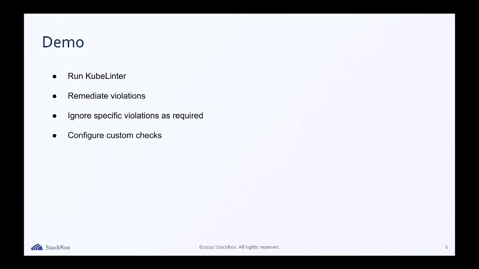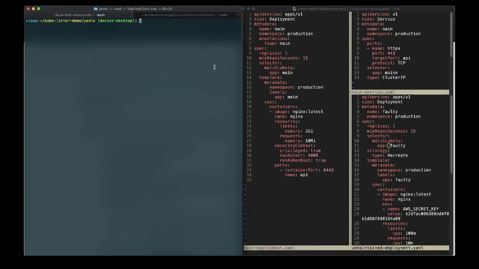But before I do that, I just wanted to give you a high-level overview of what you're going to be seeing in the demo. So I'll be showing you, first and foremost, how to run KubeLinter, how to use it to remediate violations that it finds, how to ignore specific violations as required, which you may need to in some cases, how to configure your custom checks, how to lint Helm charts and not just the Kubernetes YAML files, and how to integrate KubeLinter into a CI system. All right, so let's get started with our demo.